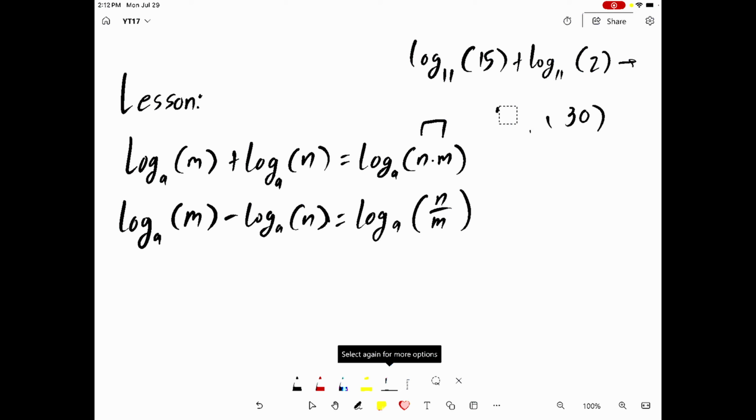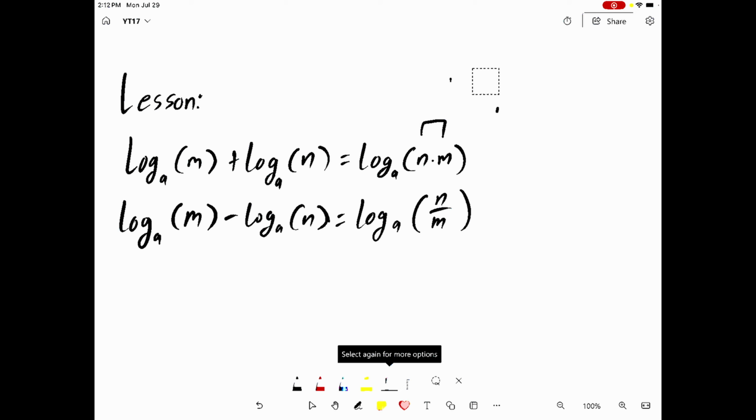The second property is kind of like the exact opposite. We're flipping everything. Instead of plus, it's minus, and instead of multiplying, you're dividing. So if I had the same example, but instead had minus, that would be logarithm base 11 of 15 over 2, instead of 15 times 2 or logarithm of 30. I think it'll be easier with a couple of examples.